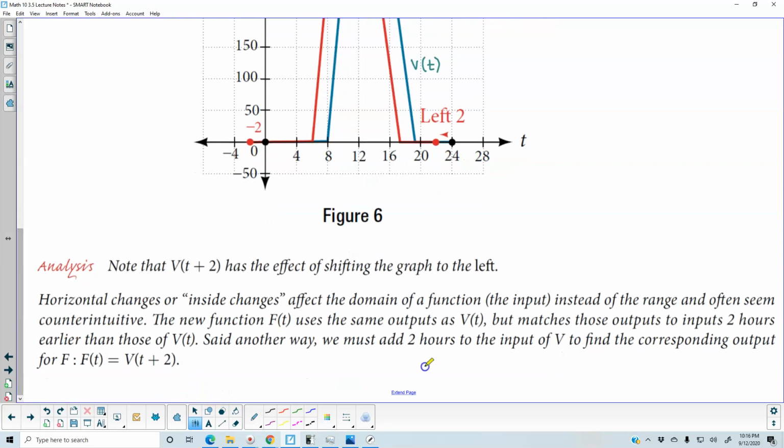Said another way, we must add 2 hours to the input of v to find the corresponding output for f. So f of t would equal v of t plus 2.